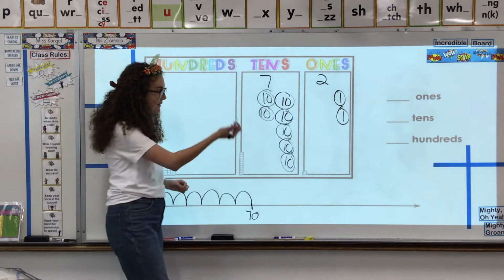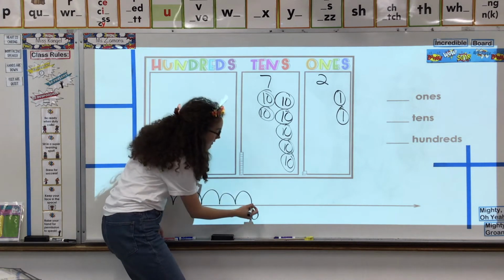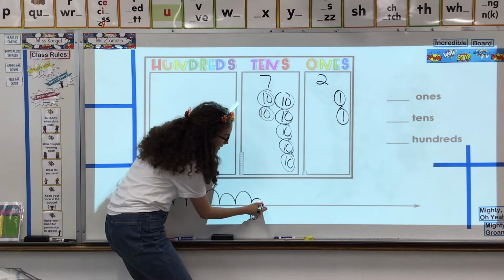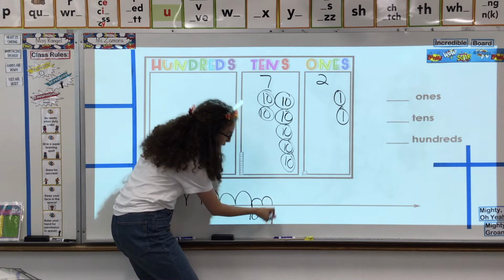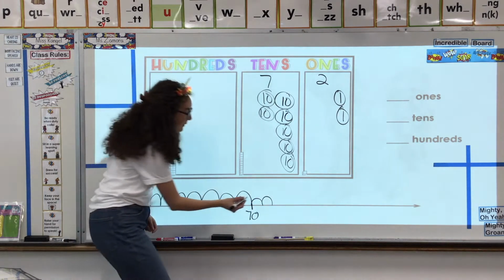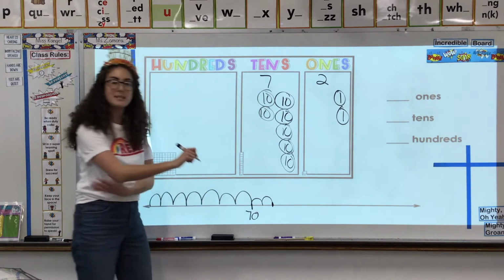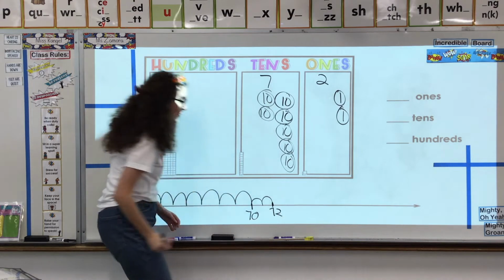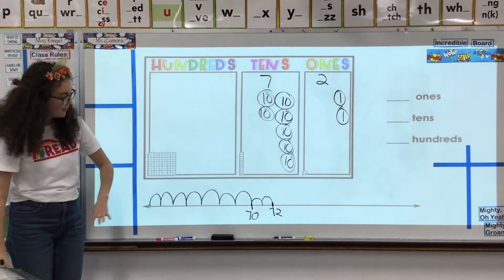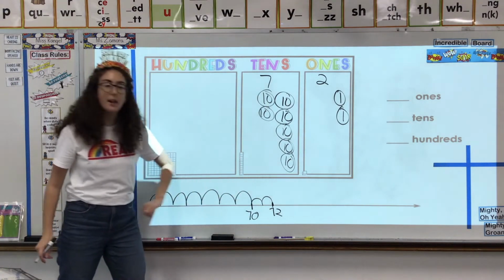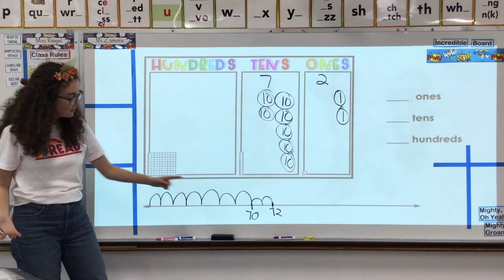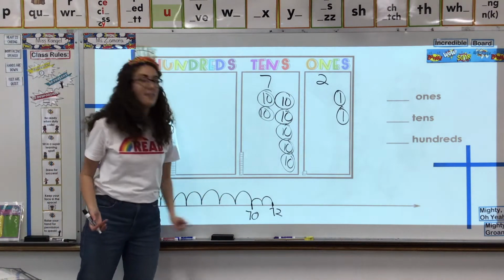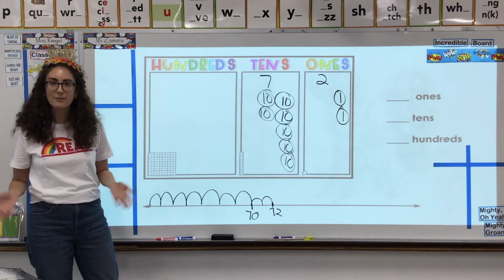So we're at 70. Can we add the 2 ones? We've got 71, 72. Good job. What number did we stop at? We've got 72. Exactly. Good job. And notice how they're smaller. So you can tell you have tens and then ones. You're adding different value.